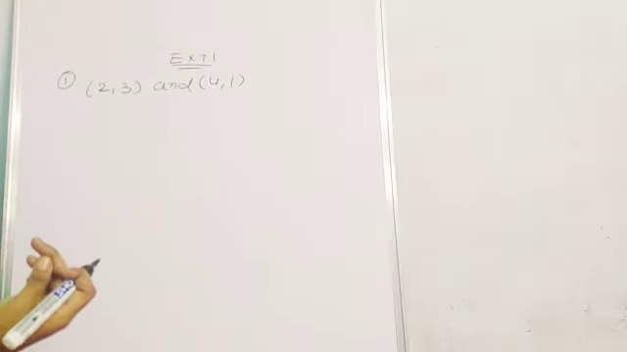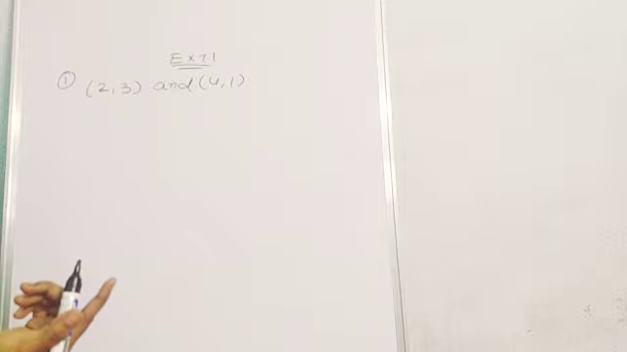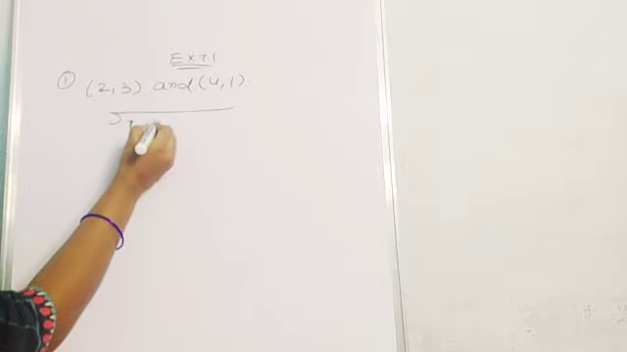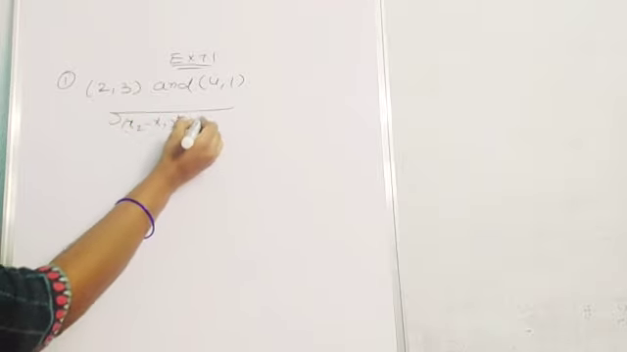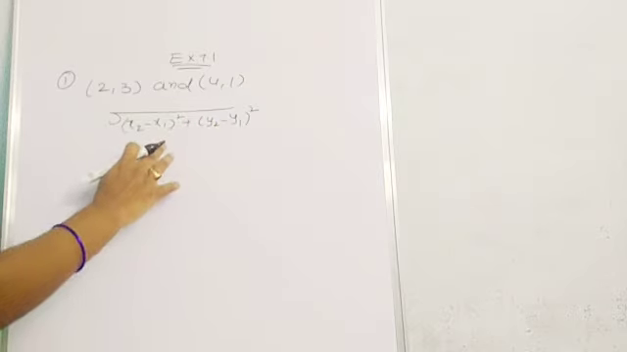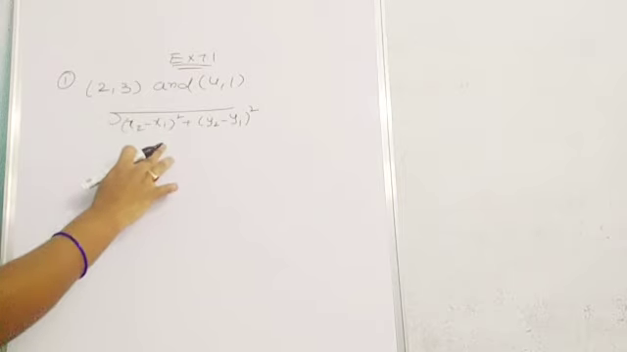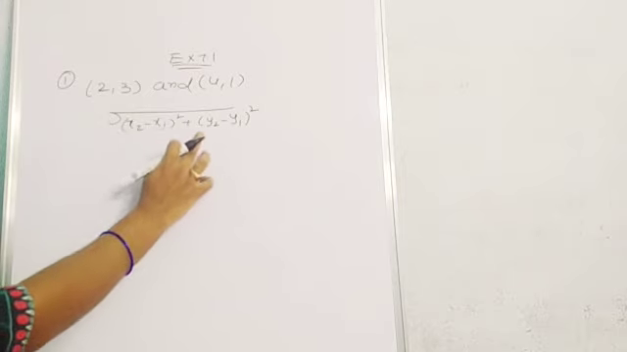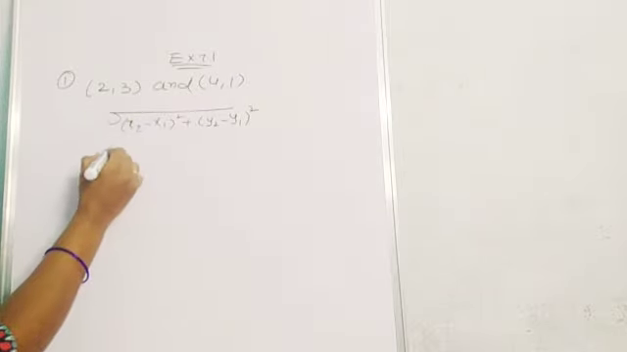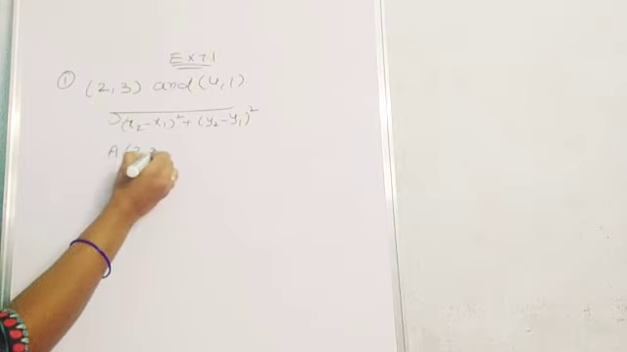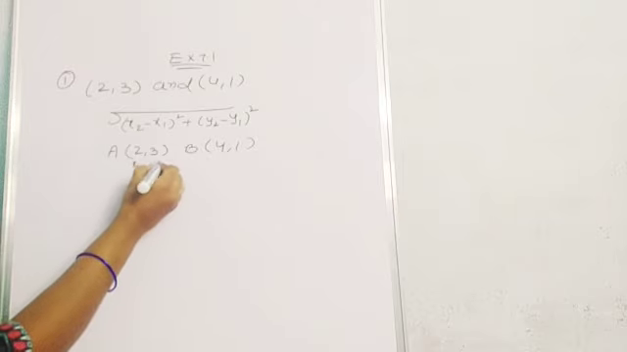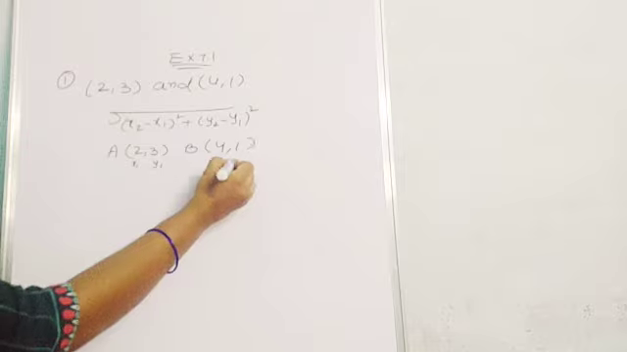Already we have discussed the distance between 2 points. What is that? The square root of (x2 minus x1) whole square plus (y2 minus y1) whole square. This is the formula for the distance between 2 points. Now we have to take the 2 points: A is (2, 3) and B is (4, 1). This is the point x1, y1 and this is the point x2, y2.